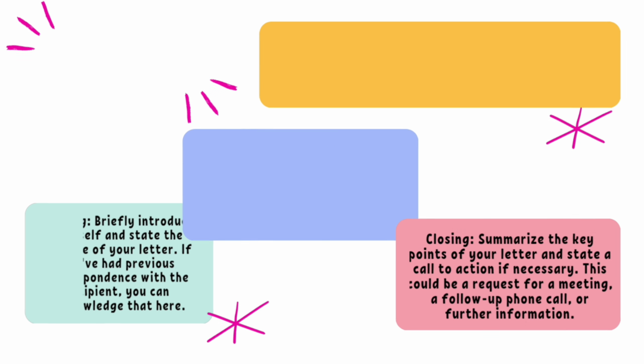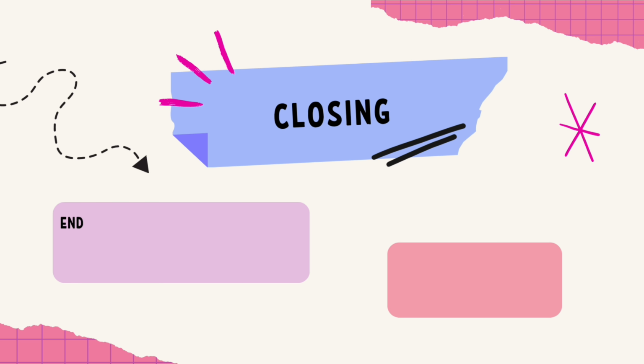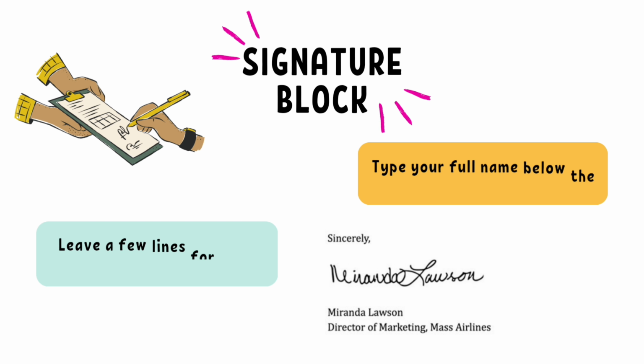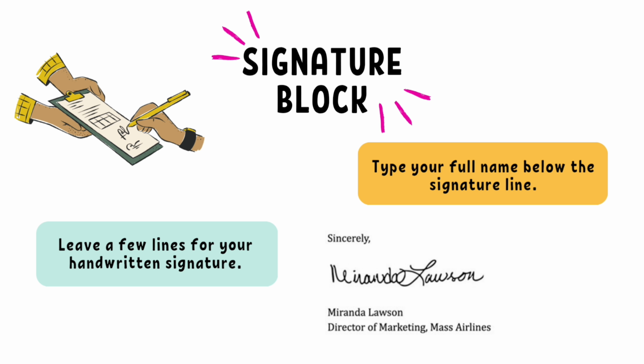Alright everybody, part of the end of the letter is the closing. In this part we end the letter with a polite closing phrase such as sincerely, yours truly, or best regards. Place a comma after the closing phrase. 8. Signature block. Leave a few lines for your handwritten signature. Type your full name below the signature line.